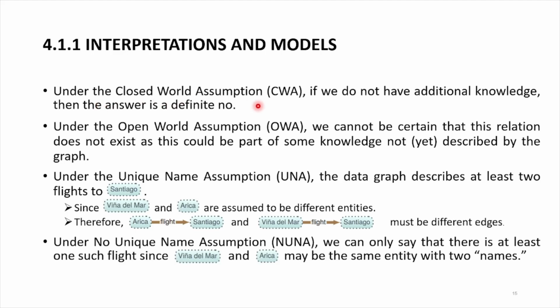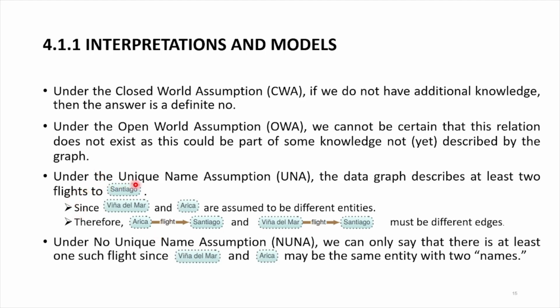Under the closed world assumption, if we don't have additional knowledge, then the answer is a definite no, since what is not known is assumed to be false. Conversely, under the open world assumption, we cannot be certain that this relation doesn't exist, as this could be part of some knowledge not yet described by the graph.